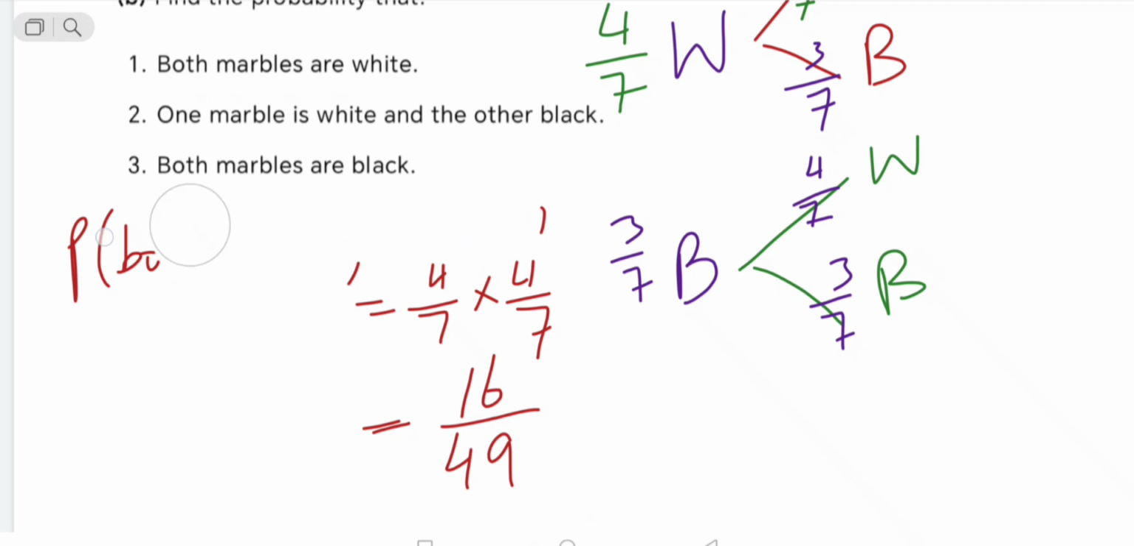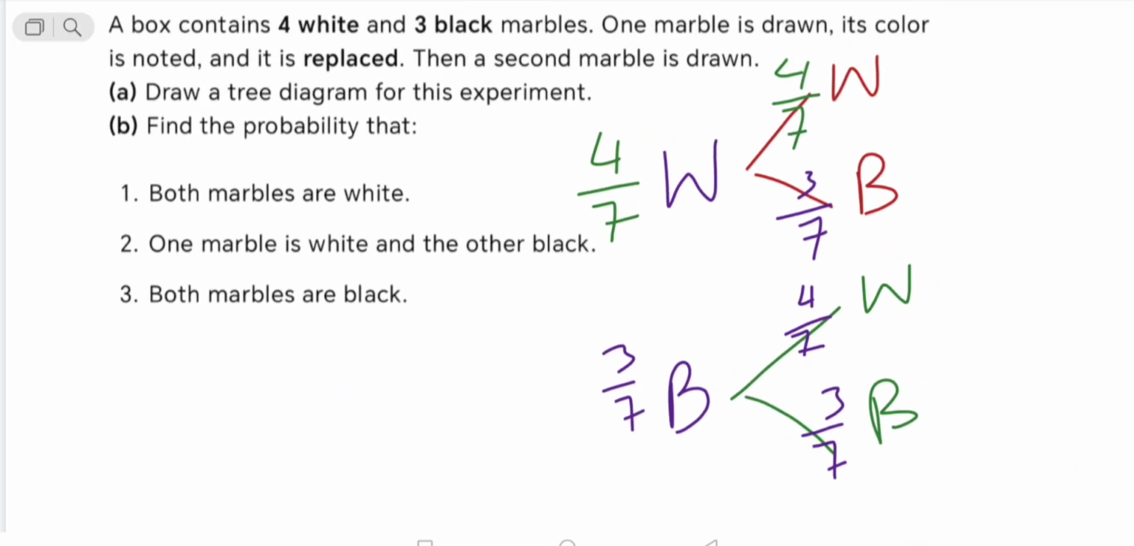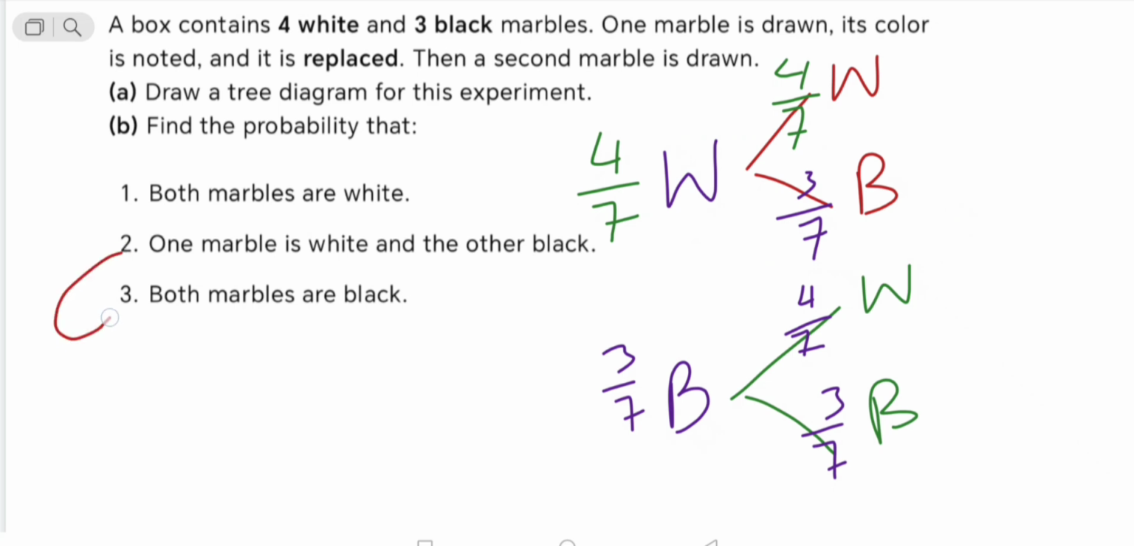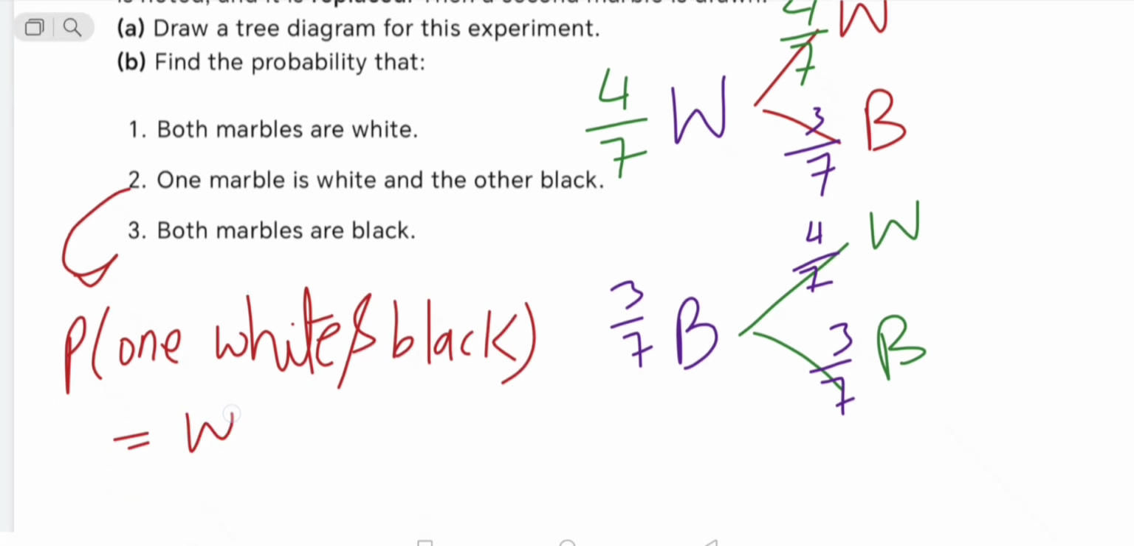Okay, now the second one. One marble is white, the other one is black. It means one is white, they didn't say the first, they said one is white and the other one is black. White and black, black and white, 2 possibilities, right? The second one, the probability of one white and the other black, which is equal to WB plus BW.